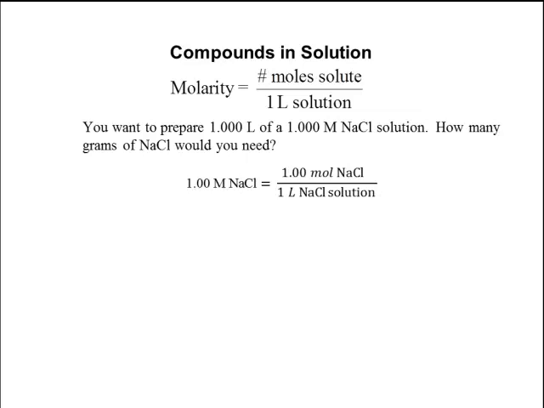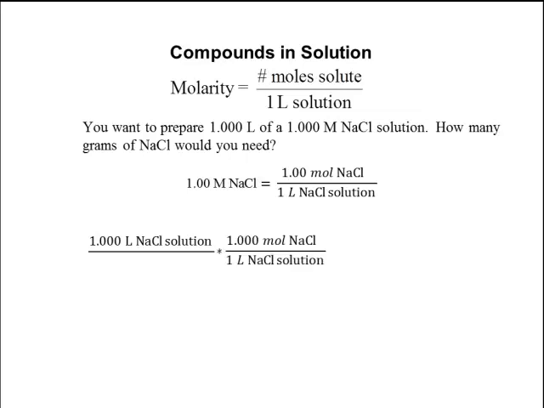So if I know I have a 1 molar sodium chloride solution, that's 1 mole of sodium chloride per 1 liter of sodium chloride solution. Now if I start with my 1 liter sodium chloride solution, I use that molarity now as a conversion factor. Then I take those moles of sodium chloride, convert to grams of sodium chloride using molar mass. I get 58.44 grams of sodium chloride.